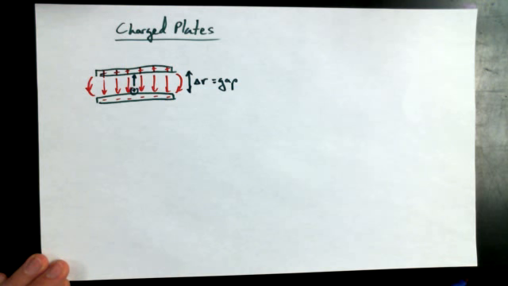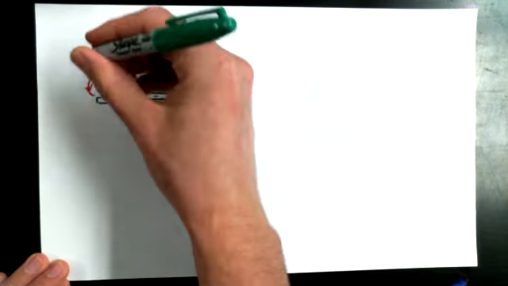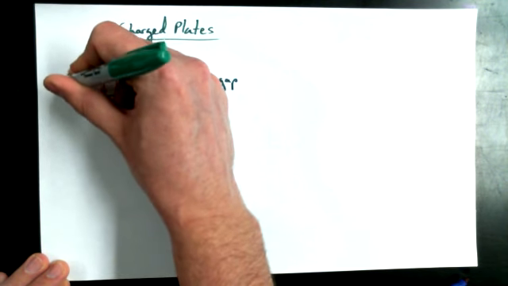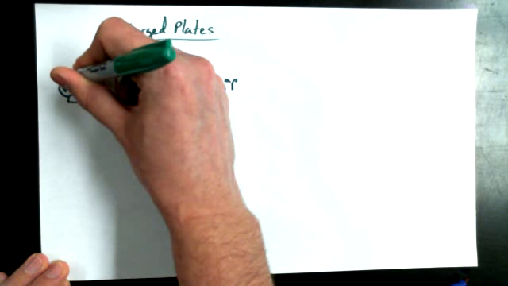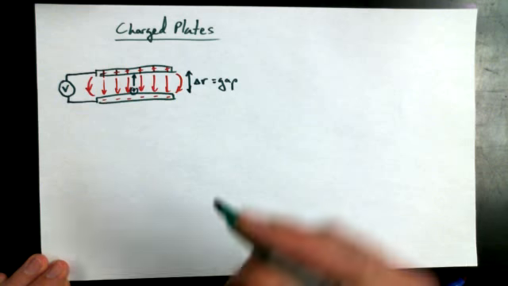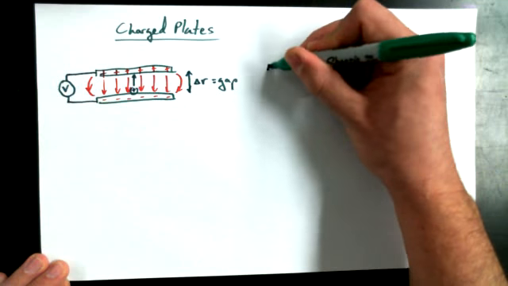You could actually even talk about the fact that these plates must have been charged by having some sort of a voltage device, something to create the charge. And so there must be some sort of a voltage associated with the two plates. Here's the scenario.